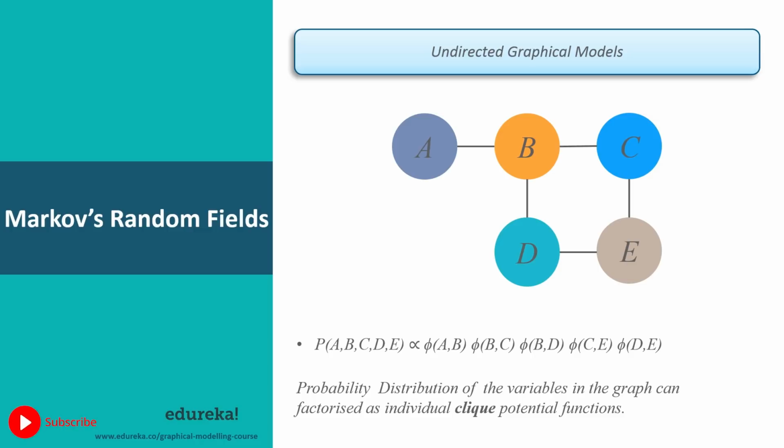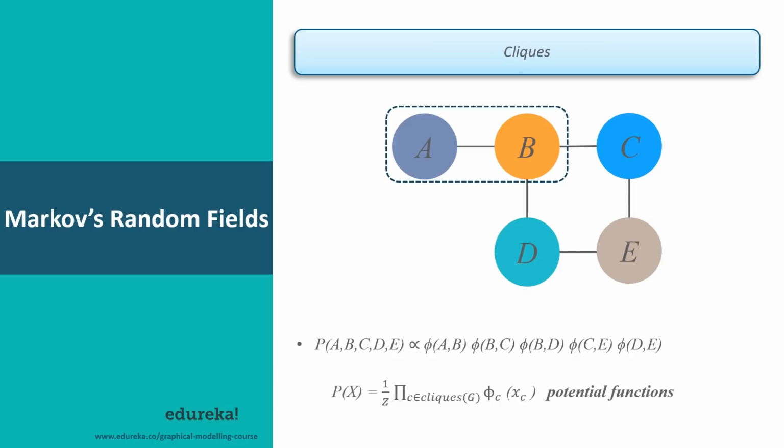The way we interpret this is that the individual variables connected by an edge represent a certain clique in the graph. So the probability distribution of the variables in the graph can be factorized as individual clique potential functions. A clique in graph theory is a subset of vertices of an undirected graph such that its induced subgraph is complete. That is, every distinct pair of vertices in a clique is adjacent. So the cliques in this graph are actually pretty simple: the edges AB, BC, DE, BD, and CE.